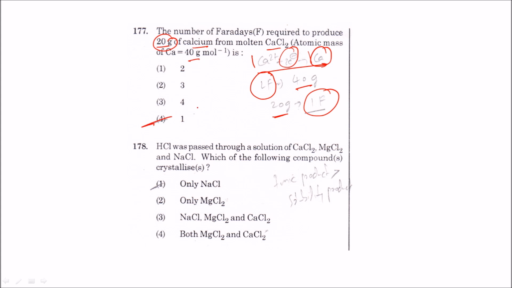So the right answer is option 4th. Next one, 178. HCl was passed through solutions of calcium chloride, magnesium chloride and sodium chloride. Which of the following compounds crystallizes? In this case we can use the concept of ionic product and solubility product. Only sodium chloride precipitates out, or crystallizes, because ionic product exceeds solubility product. So the right answer is option first.